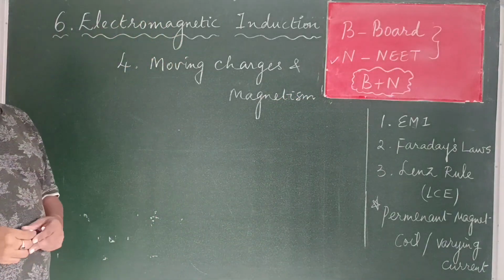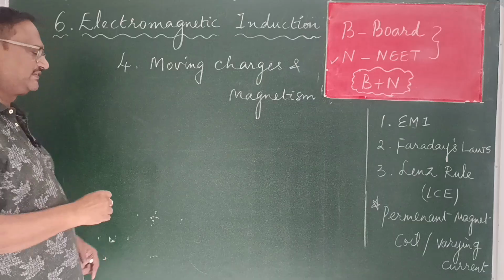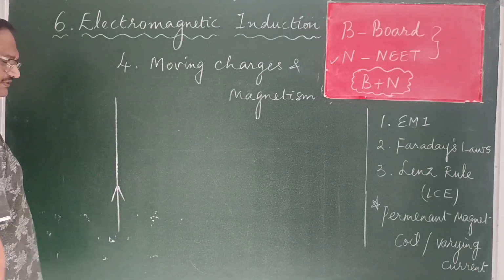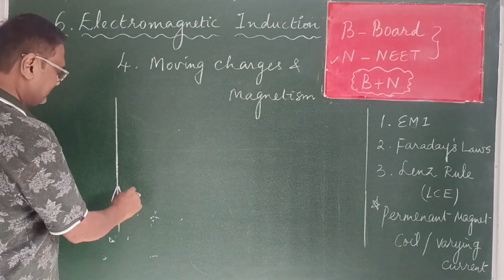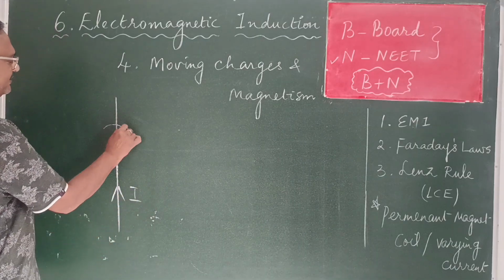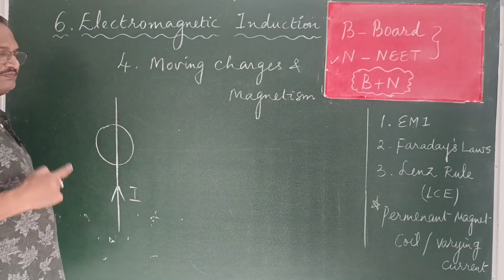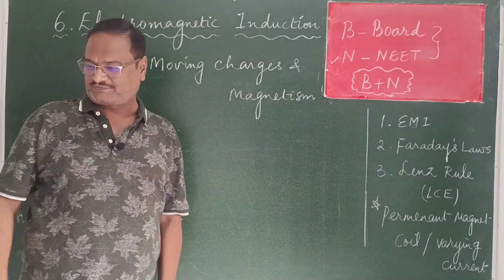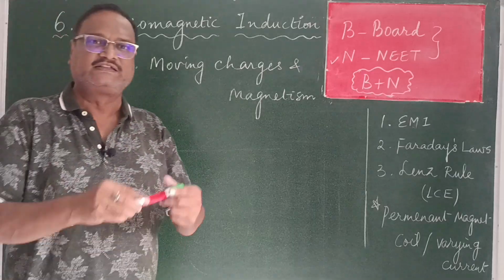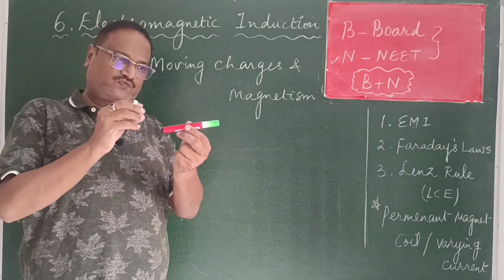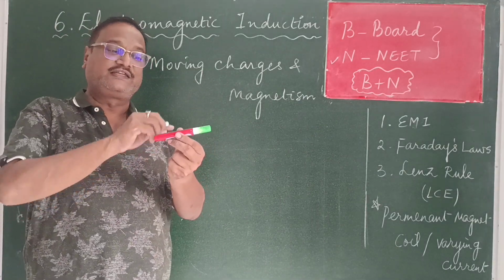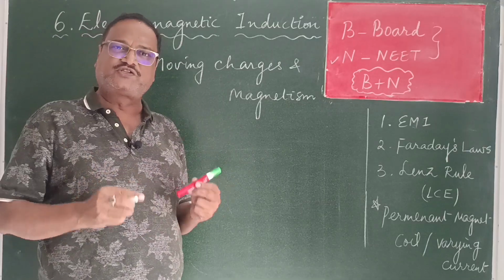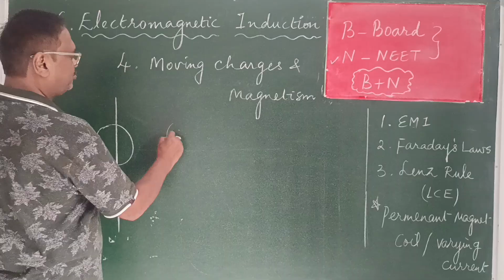From this chapter, you would have learned that when current flows through a conductor, a wire, then a magnetic field is produced around it. For example, let me say this is a conductor. When current flows through this conductor, a magnetic field is produced around it. This was discovered by Oersted.